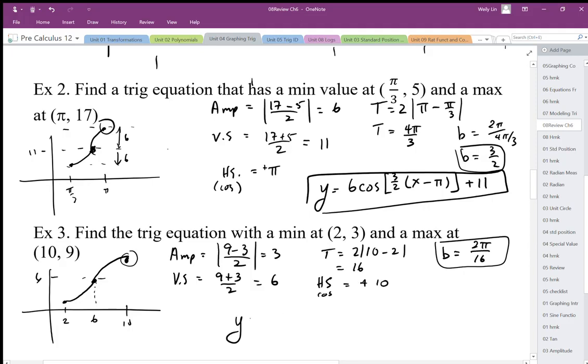So again, there's my equation, amplitude. I'm using cosine again, because I'm going to start at that position and go like that. So cosine, the b value now, I'm going to leave in 2 pi form. There's my period showing up. There's my horizontal shift and my vertical shift.